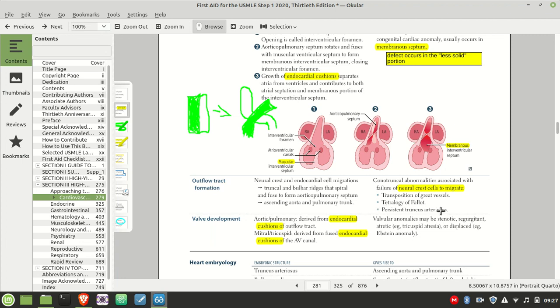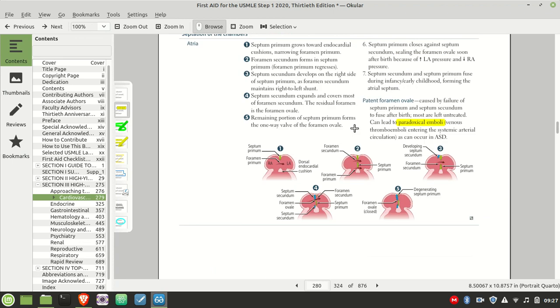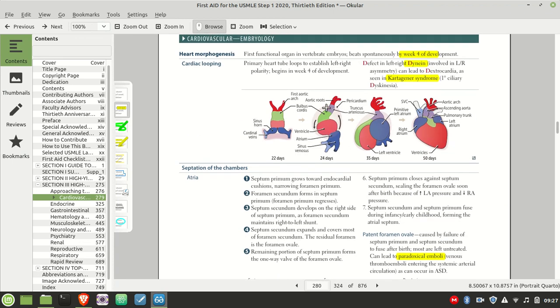And then the persistent truncus arteriosus, where you have a failure of this to divide into the aorta and the pulmonary trunk. And you just get one giant outflow tract. Kind of like this, you just have the truncus arteriosus. It doesn't end up dividing.